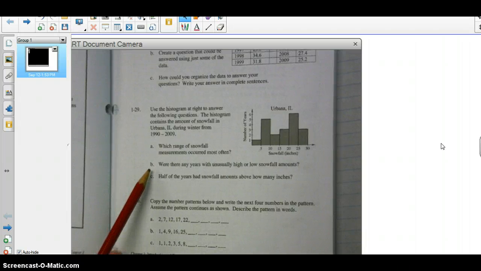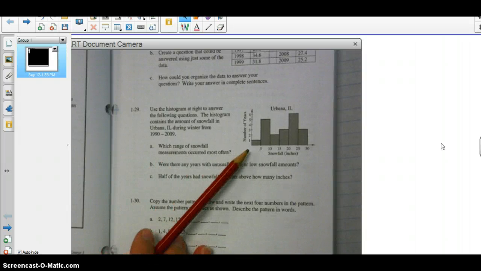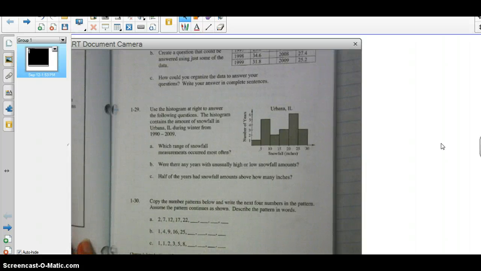B is asking us, were there any years with unusually high or low snowfall amounts? Can you tell by looking at this graph, were there any years with unusually high or low snowfall amounts? And for C, it says, half of the years had snowfall amounts above how many inches?